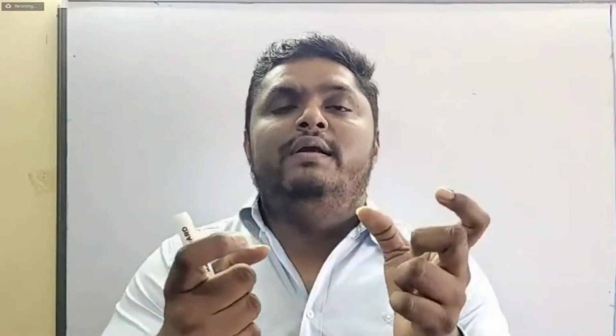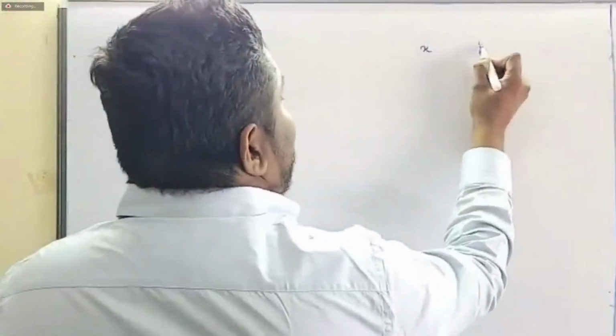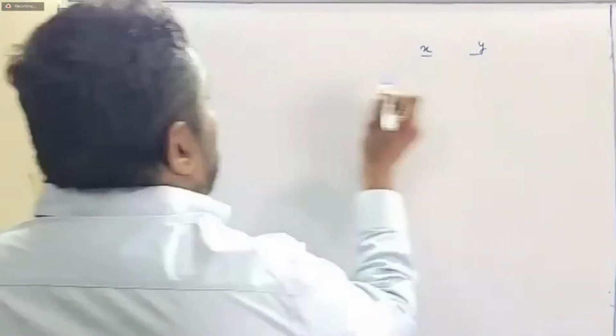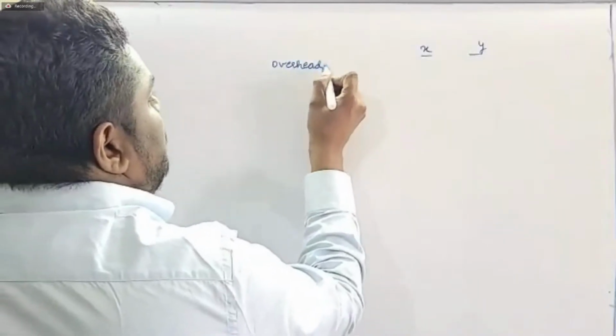Now, in trial and error method, we calculate the total overheads of X and Y, and then we distribute the total overheads. So let's say there are two service departments X and Y. Overheads as per primary distribution we have already calculated.